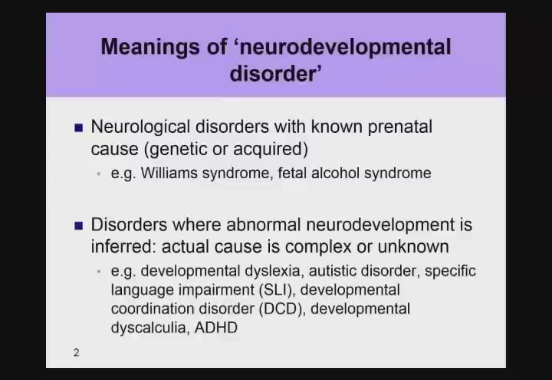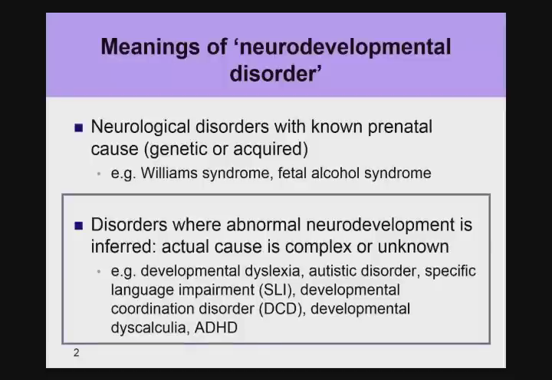There are really two types of meaning in the literature for this, one of which refers to disorders whose cause we know, which impact on neurodevelopment. A good example in genetics would be Williams syndrome, and an example with an acquired cause would be fetal alcohol syndrome. In both cases, you have a pattern of cognitive and behavioural problems that clearly has a neurological basis. I'm actually not going to be talking about that, so I hope nobody's too disappointed. Leave immediately if you are.